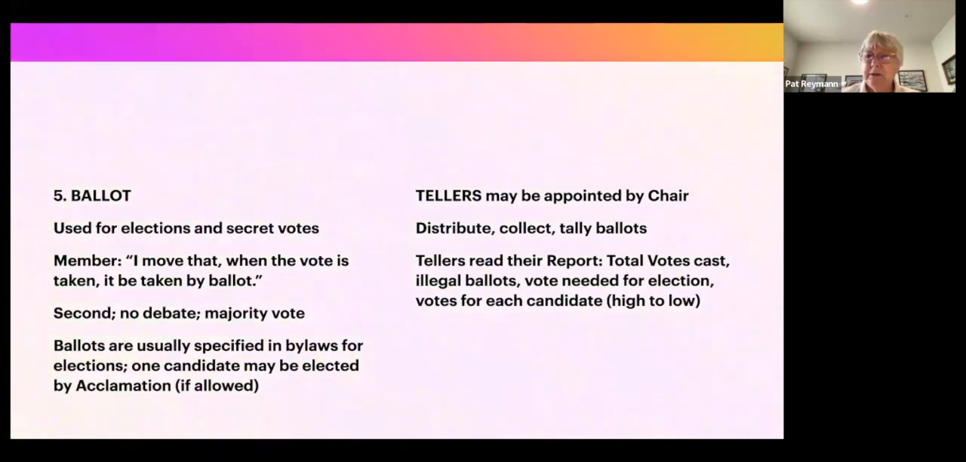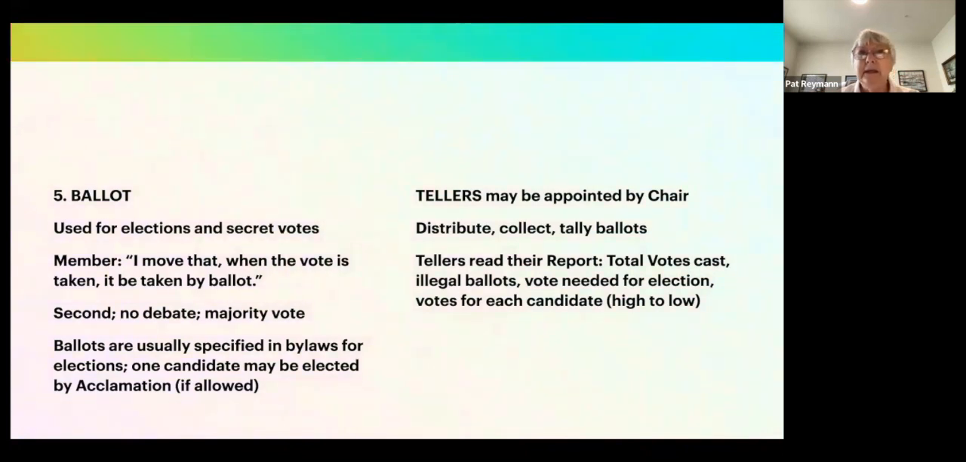The tellers will tell you how many votes were cast, the total votes cast. Remember in our example, we said there were 98 votes cast. You want to know how many votes are cast because that is going to be your baseline number for determining what a majority is. So you need that information.